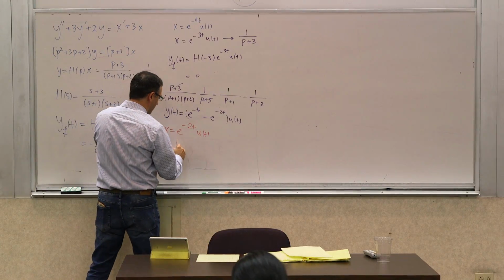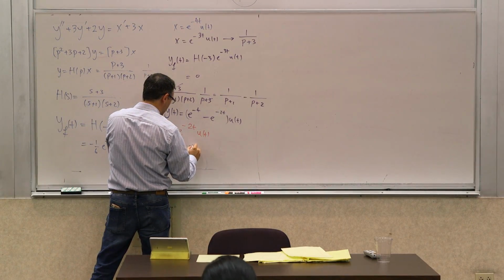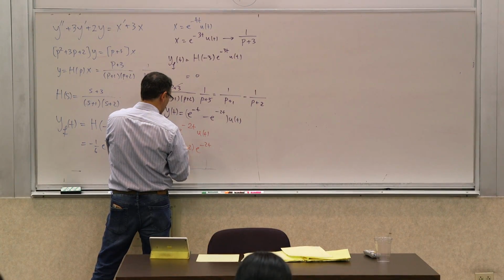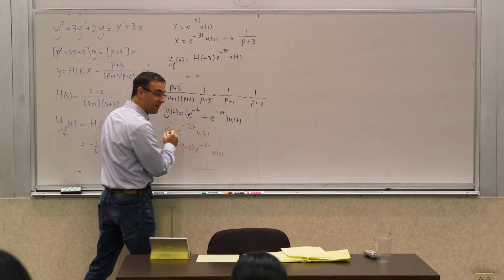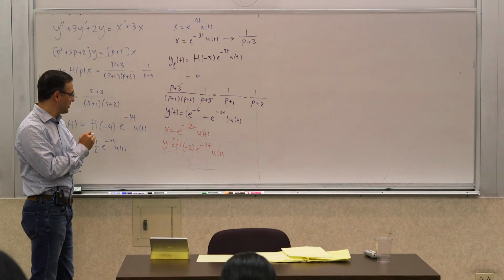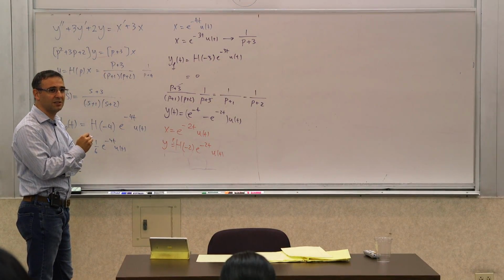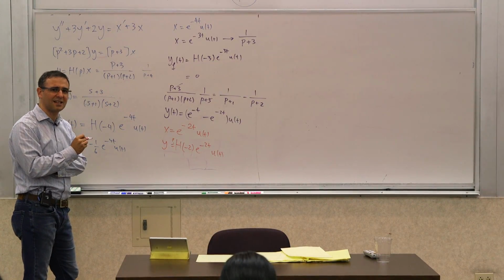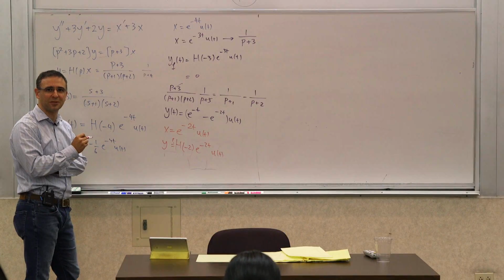According to this calculation, the output is h of -2 e to the -2t u of t, right? Which is what? What is h of -2? Infinity, right? And so is this correct? Is that the output? Is that not? What is it? What's happening?